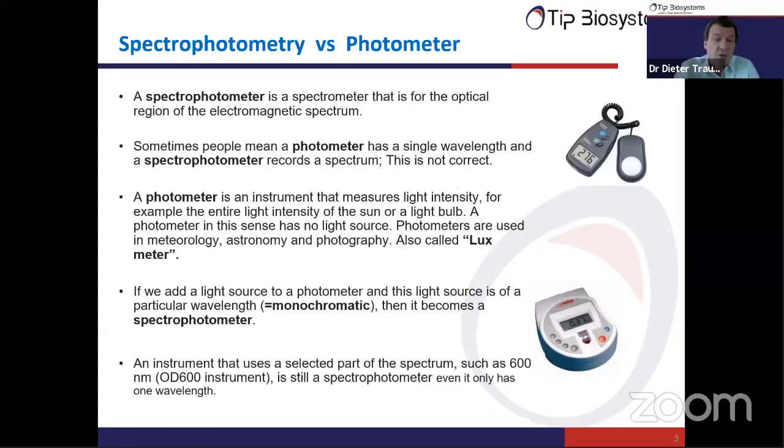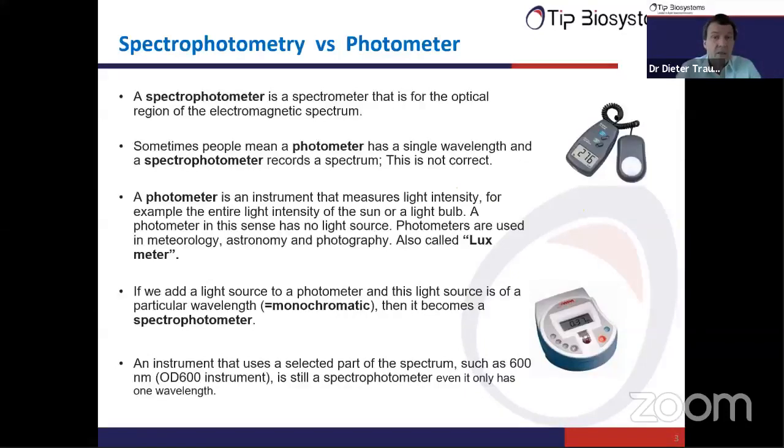And here's a picture on this slide, on the lower right side. This is a typical small spectrophotometer, and I give you an example of an instrument we often use in the biolab. This instrument measures OD600. So it only has one wavelength, actually 600 nanometer, but it's still a spectrophotometer because it only measures this small part of the spectrum.